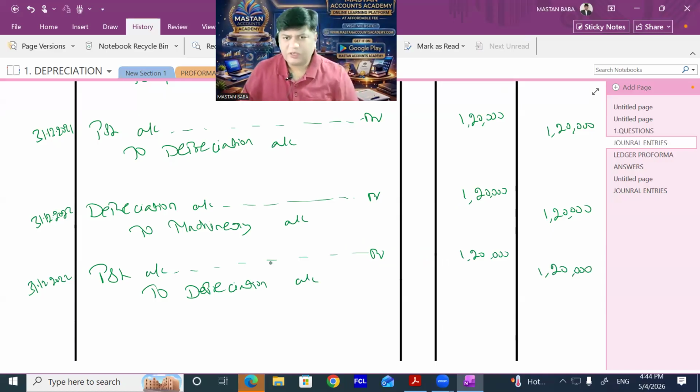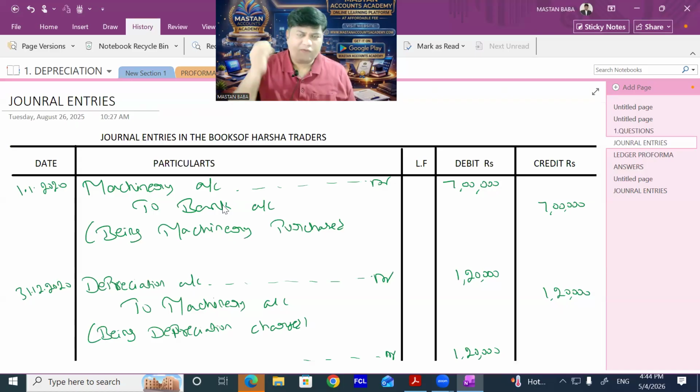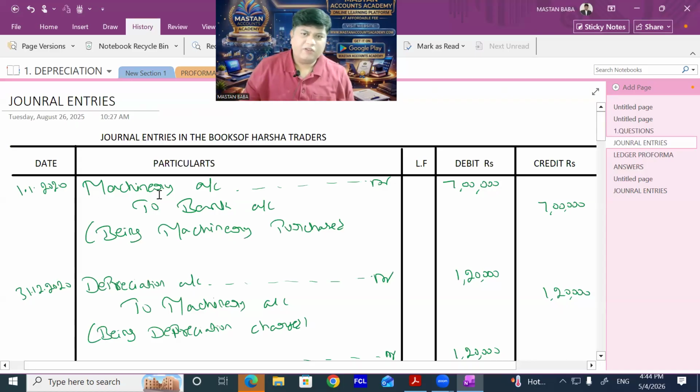So dear students, simply what we did was write the entries. The first entry is for the purchase of an asset. Machinery is coming into the business. Real account: debit what comes in. And we are paying by cheque, so the bank will be the giver. So the entry is machinery account debit to bank. If it is paid through cash, you can write to cash, no problem.